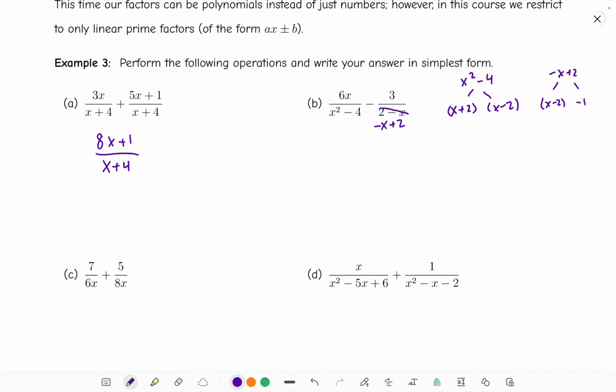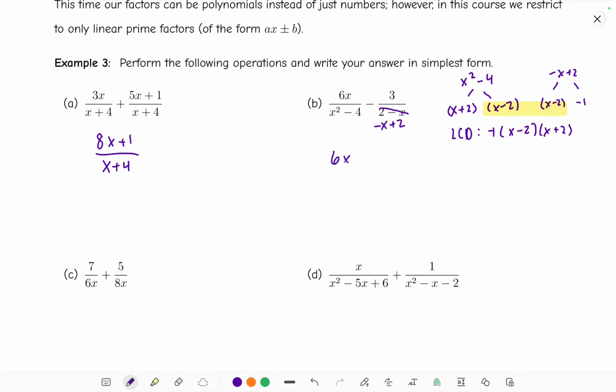So when finding the LCD, I just take pairs. So my LCD will have an x minus 2 in it. And then you take all the singles. So I'll have an x plus 2 as well. And it will have a negative 1. Yeah, let me rewrite it like this. Good. So now I need everything to be that.